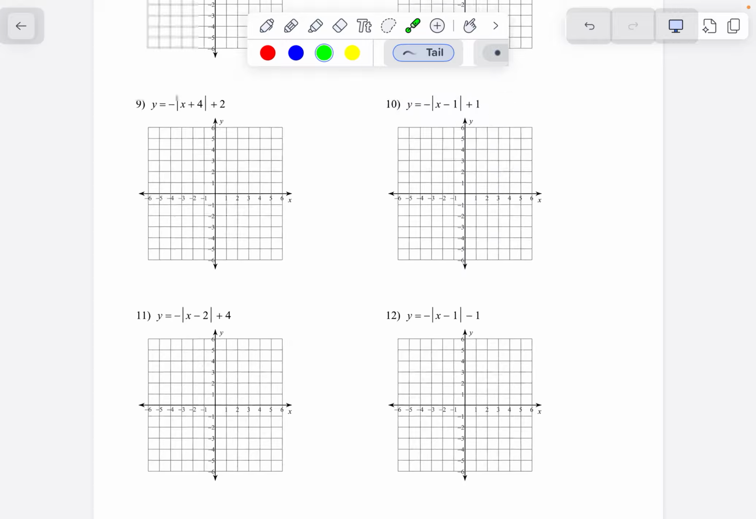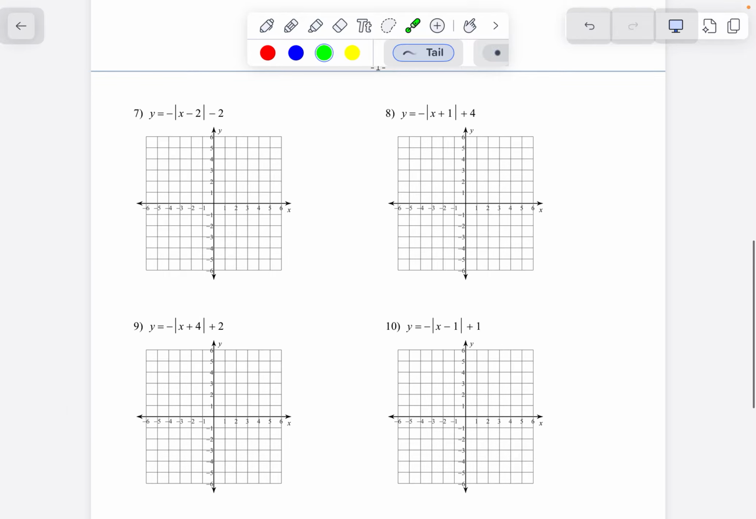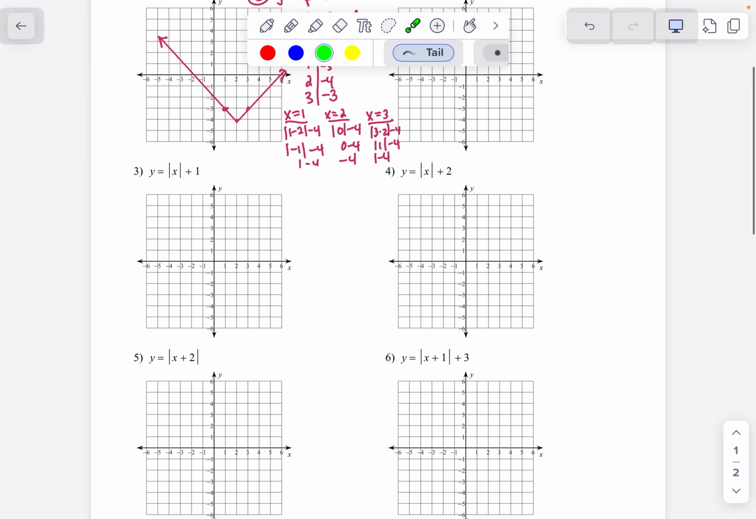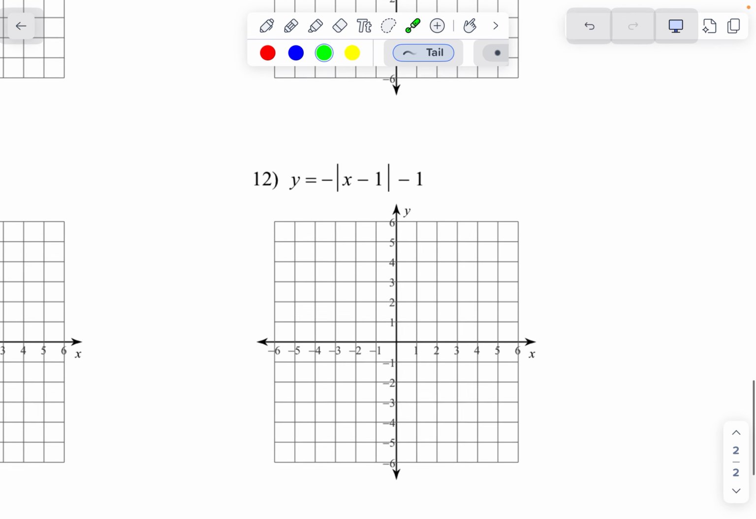So 11 is upside down, 12 is upside down, 9 and 10, they're upside down, 7 and 8 are upside down. 1 through 6 are not. They're all positive shaped V's. The second page, they should all be upside down, okay? So let's do number 12 together.